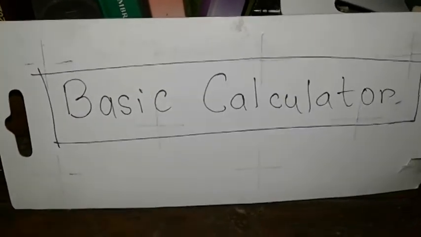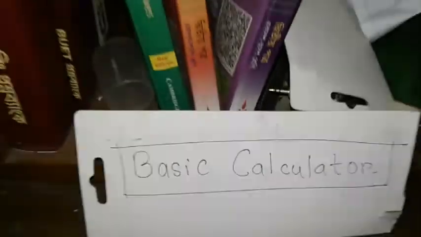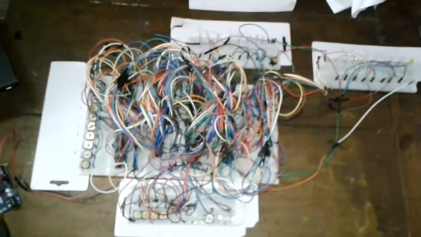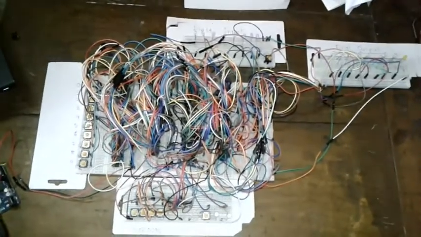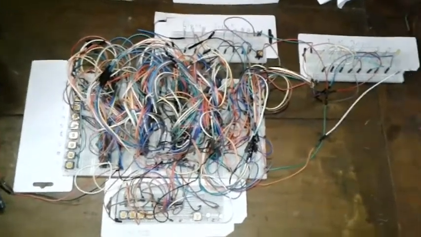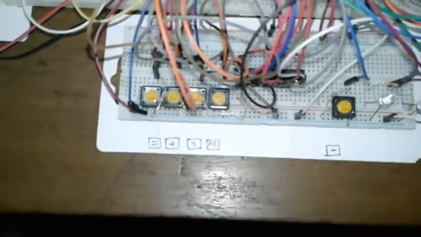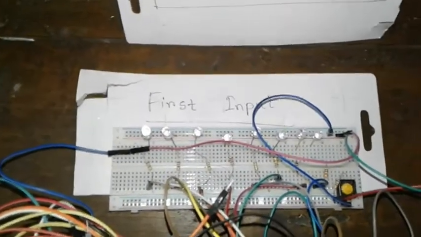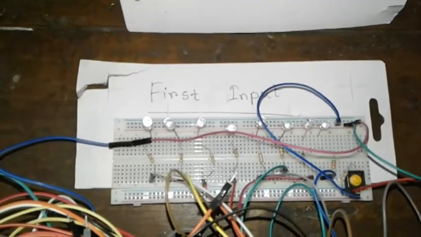Our project is a basic calculator. This is our main circuit diagram and boards, a lot of wires. There are a few sections, like the input section, input buttons from 0 to 9, the plus, minus, equals, multiplication and clear buttons, and the final output. In the final output, the MSB is from right to left. This is the first input section.